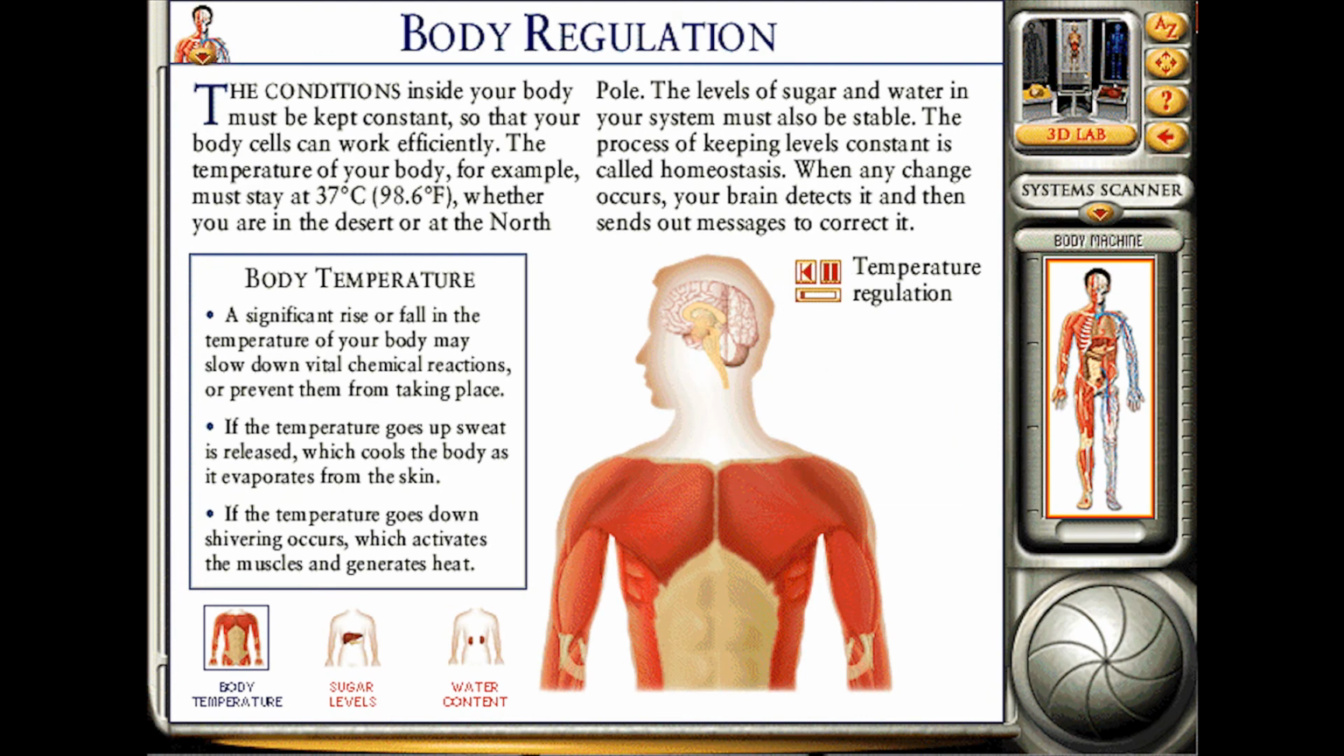Changes in body temperature are detected by the hypothalamus, a control centre in the brain that sends messages to other parts of the body. If the temperature rises, messages are sent to the skin, causing it to lose heat by sweating. If the temperature falls, the muscles receive messages and begin to shiver, so generating extra heat.